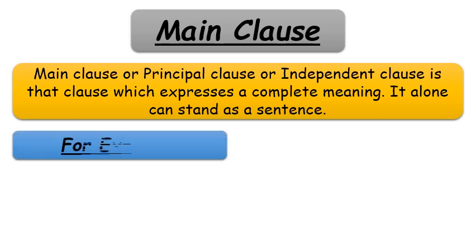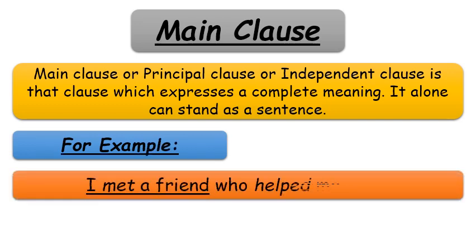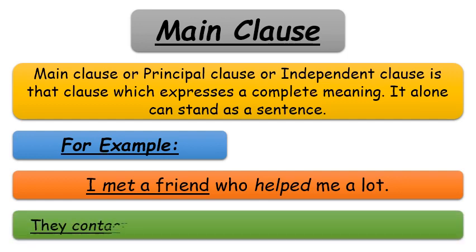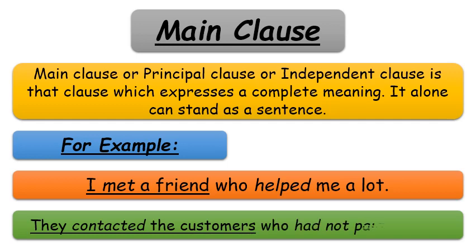To clarify it, let's see some examples. I met a friend who helped me a lot. Number 2, they contacted the customers who had not paid the bill. Here in these sentences, I met a friend and they contacted the customers are main clauses, whose meaning is clear and they do not require the help of any other clauses for their clear meaning.